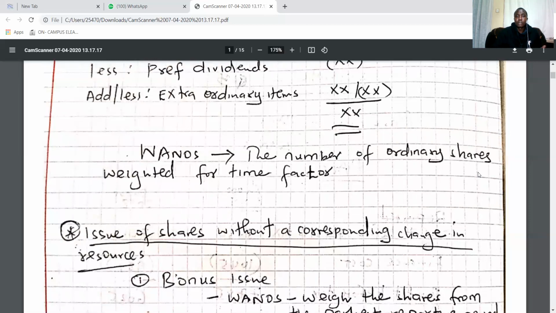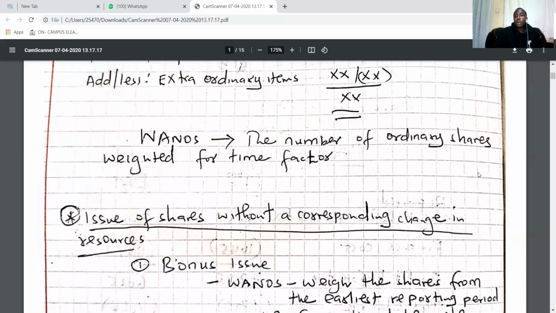In some scenarios, you can find extraordinary items. Then the denominator is the weighted average number of ordinary shares. It's all about the number of ordinary shares weighted for the time factor. I have not said preference, I have not talked about other shares, but I've said ordinary. You weigh as per the time factor, which you consider from the time when they were issued. So if they were issued in July, when you are weighing, you multiply by the months from July to the end of the year. That is how you do weighing. So if the shares were outstanding for the entire year, you consider the entire period, 12 out of 12.